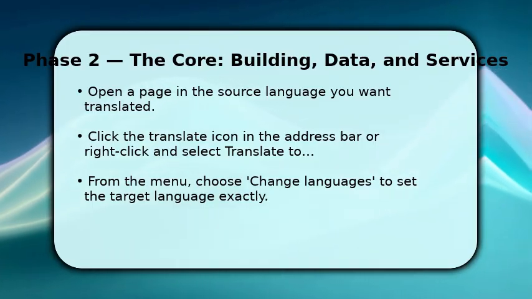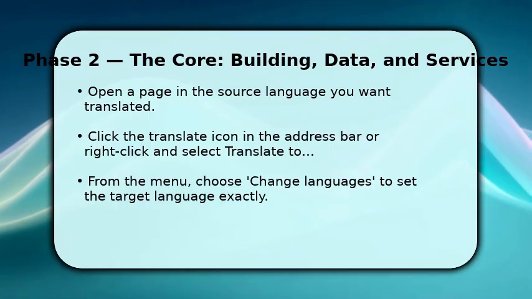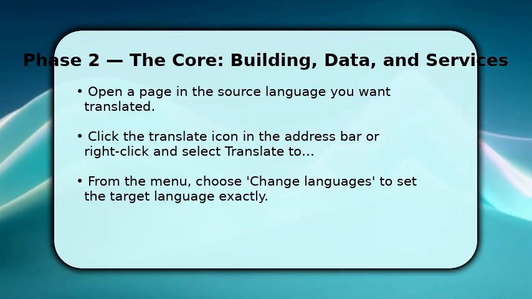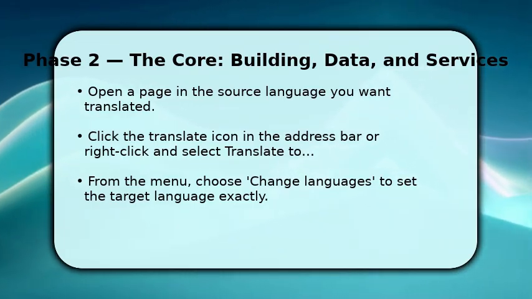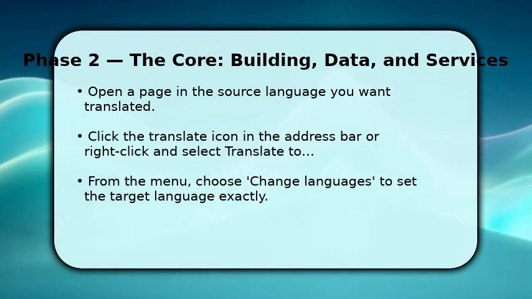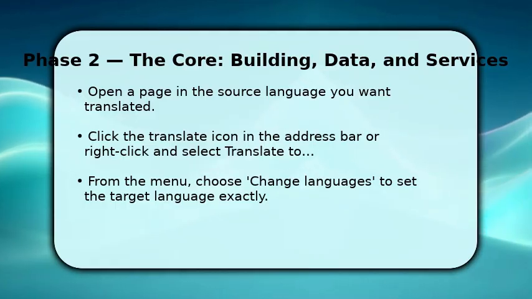Once the small translate bubble opens, click the three-dot menu or Change Languages. Then explicitly select the target language you want Chrome to translate into and confirm. This sets the immediate translation target. Once done, Chrome will use that choice for similar pages.